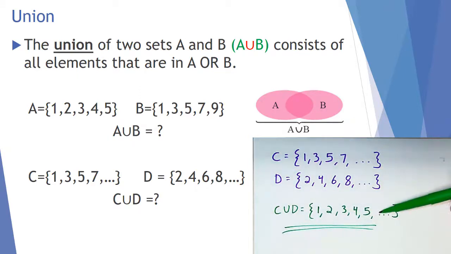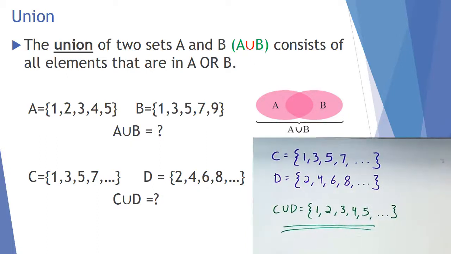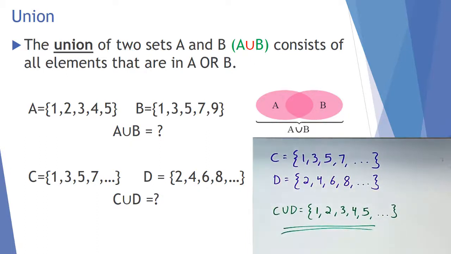C and D and the union of C and D are called infinite sets. That is to say, it's impossible to list all the elements, so we just establish the pattern and leave it at that. A and B on your screen are finite sets. That is to say, they only contain 5 elements each. We can list all those elements.